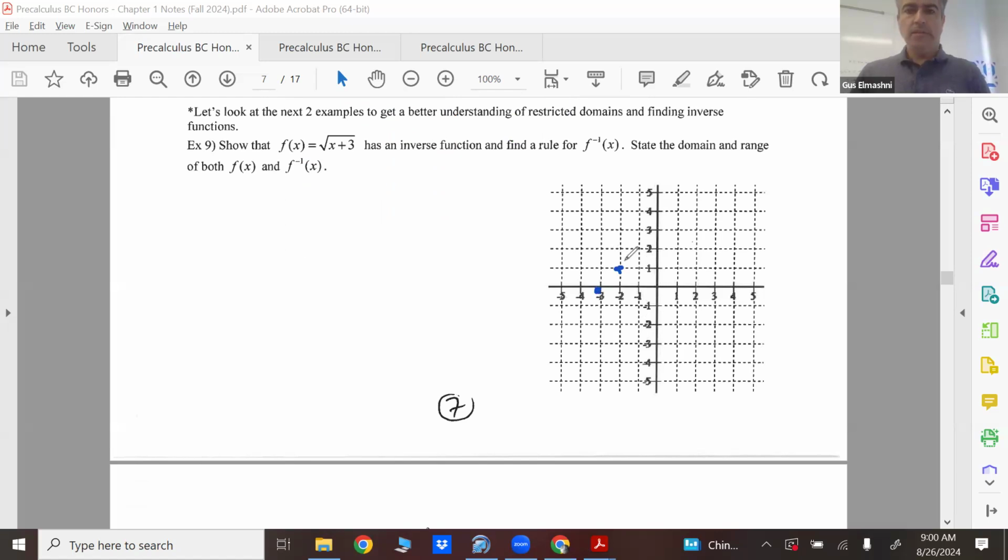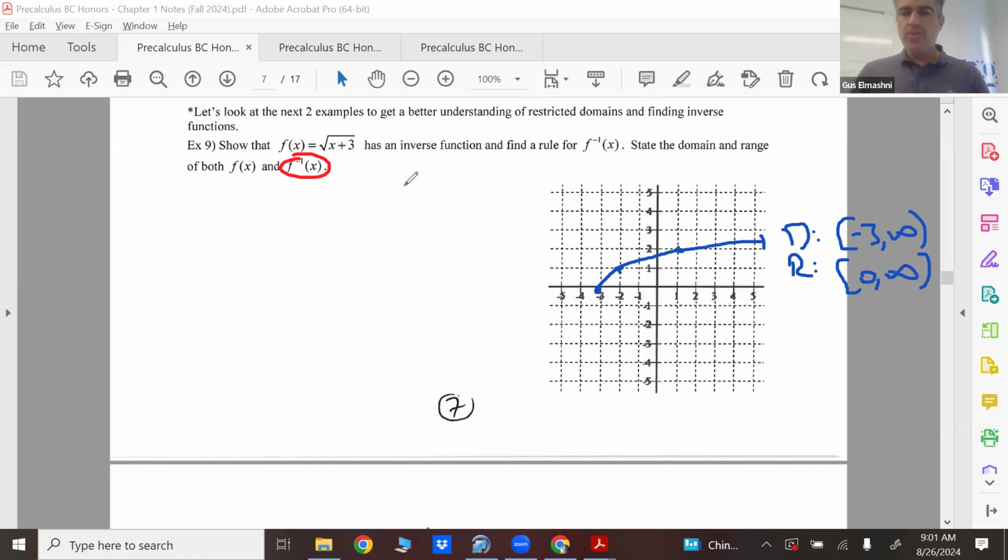And if I plug in 1, I get 2. So what's my domain for this guy? Yeah, -3 to infinity was interval notation. And the range will be 0 to infinity, right? Okay, now let's go red for the inverse.